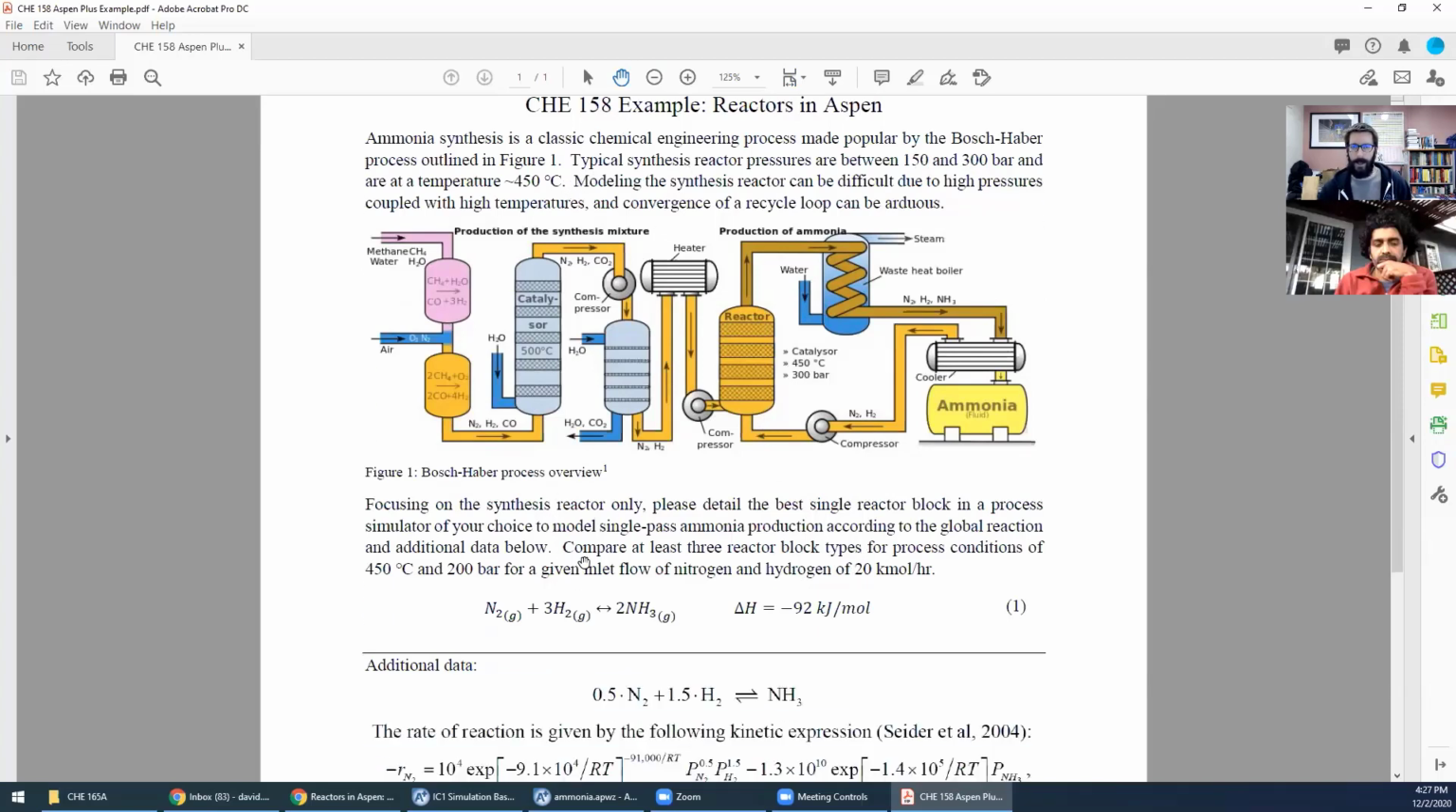So we're going to take a look at how each of those, not 7, but 6 reactors can handle something like this. We're going to ignore batch for now, just because the others are continuous processes and it's a lot easier to just be introduced to right now. So take a look at a flow of nitrogen and hydrogen at 20 kilomoles an hour going through at 450 C and 200 bar. So those are the reaction conditions.